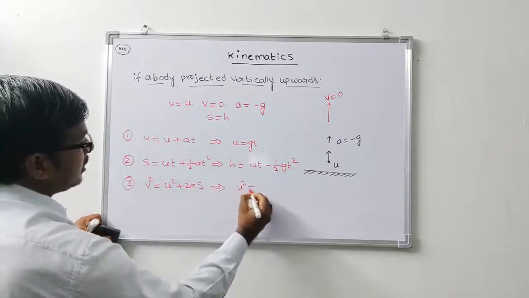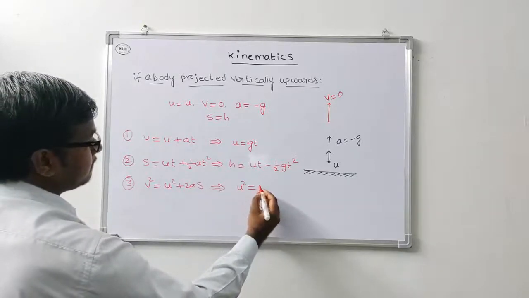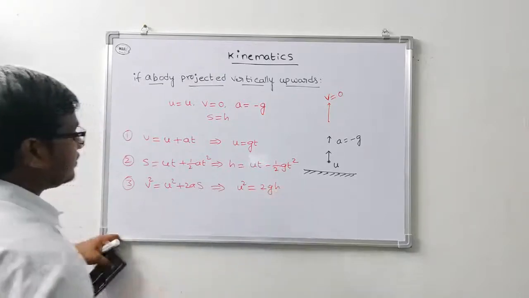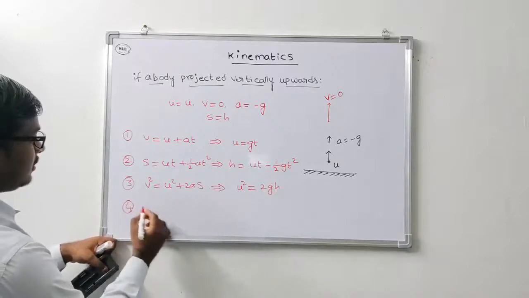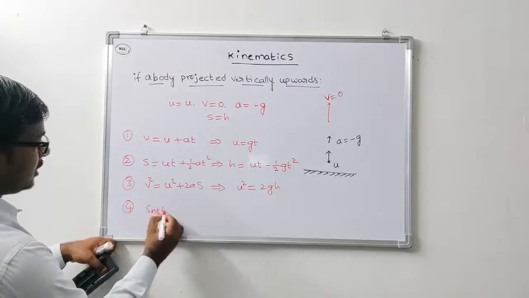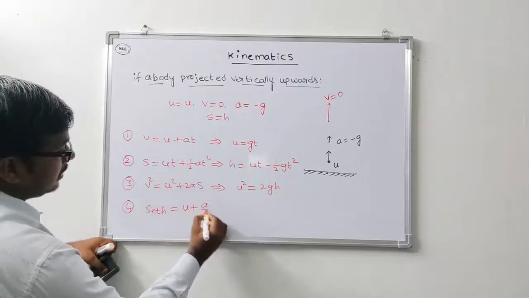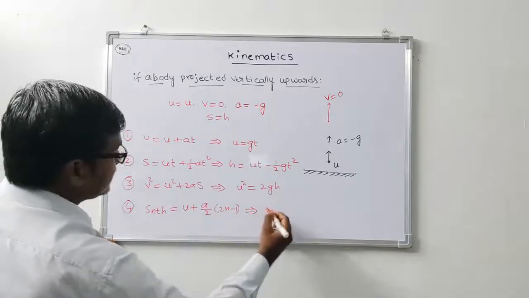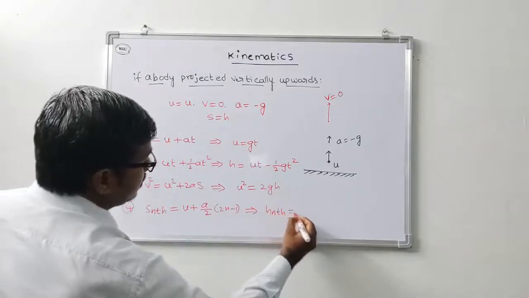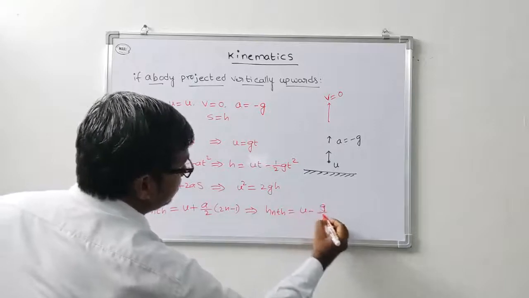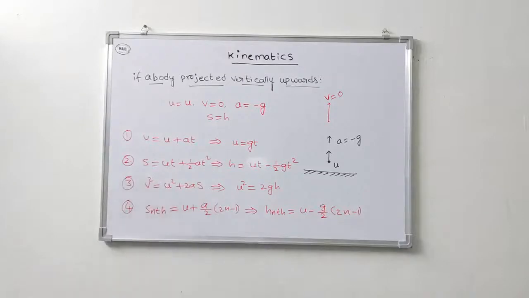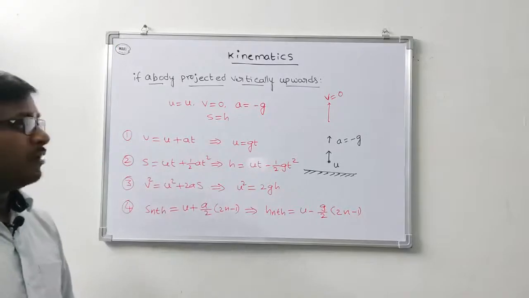Third equation, v square is equal to u square plus 2as, that is u square is equal to 2gh. The fourth one, s nth is equal to u plus a by 2 into 2n minus 1, that implies h nth is equal to u minus g by 2 into 2n minus 1. These are the equations if your body is projected vertically upwards.